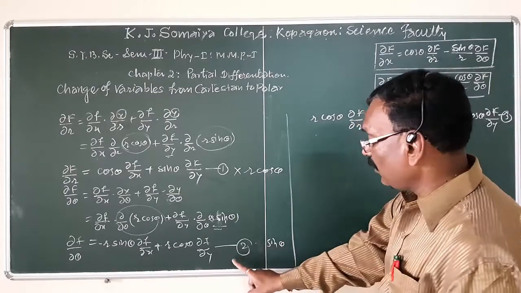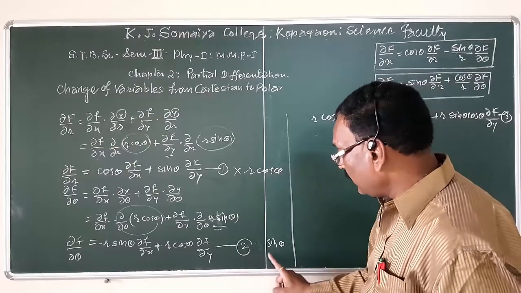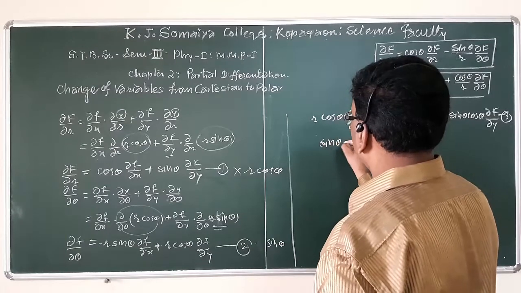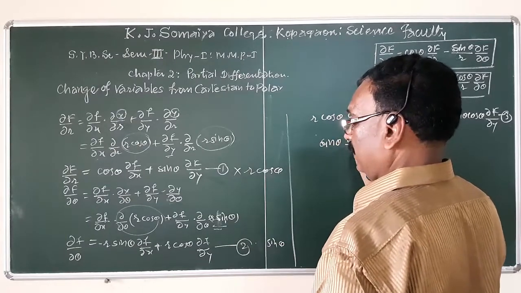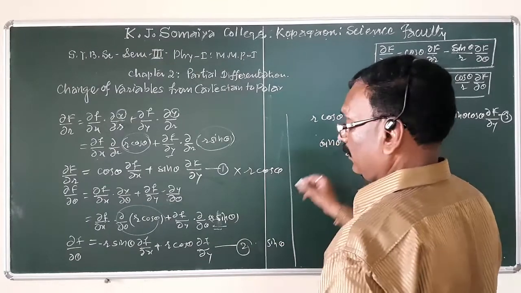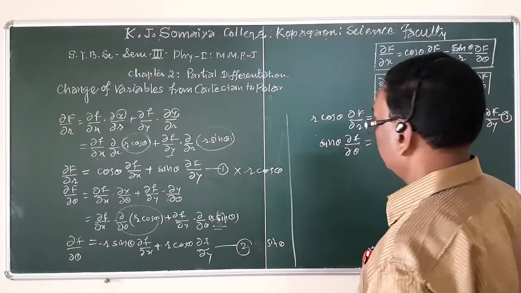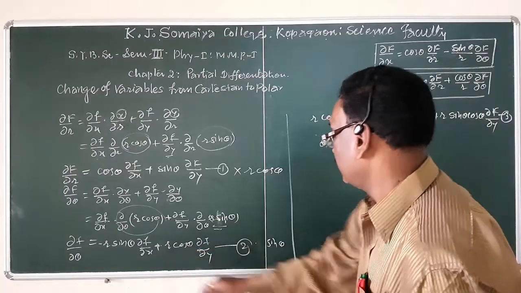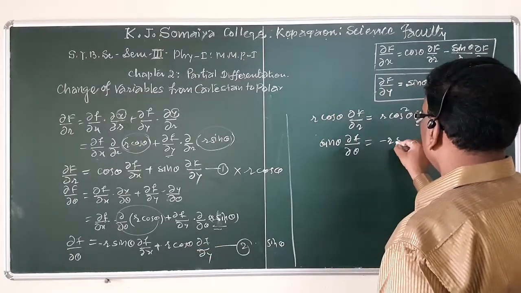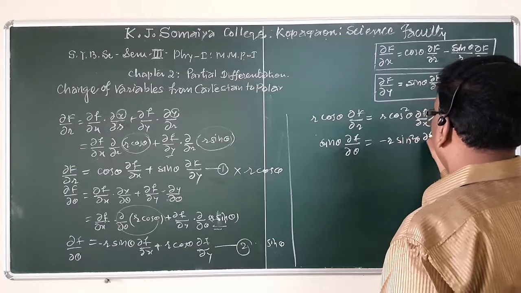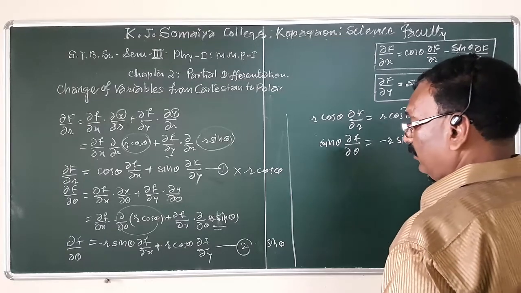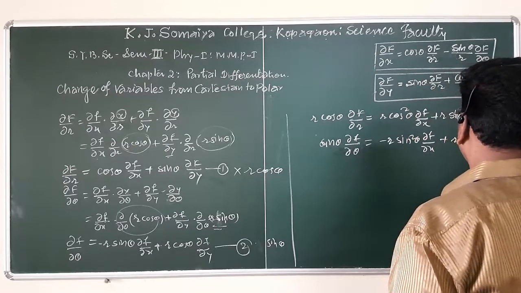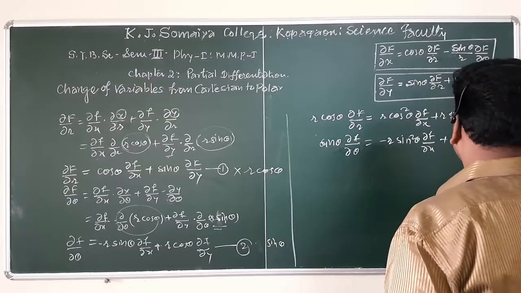Now after multiplication of equation 2 by sin theta, we get sin theta delta f by delta theta is equal to minus r sin square theta delta f by delta x plus r sin theta cos theta delta f by delta y.